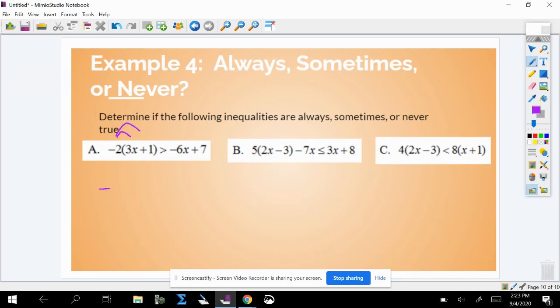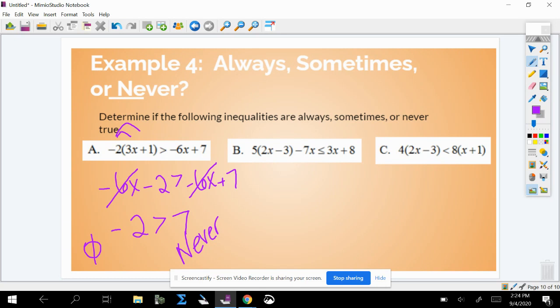So I'm going to distribute. I get negative 6x minus 2 is bigger than negative 6x plus 7. If you end up with the exact same x's on both sides, they will cancel if I add 6x to both sides. And what you'll be left with is something that's either always going to make sense or never make sense. So I'm left with negative 2 is bigger than 7. That makes no sense. Negative 2 is not bigger than 7. So that means this is never true, meaning there are no x's that would ever make it true. You can also use that symbol I've talked about with that circle with a line through it.